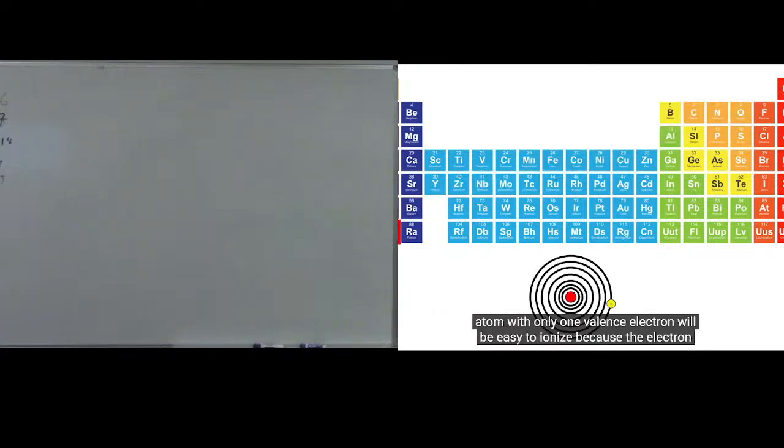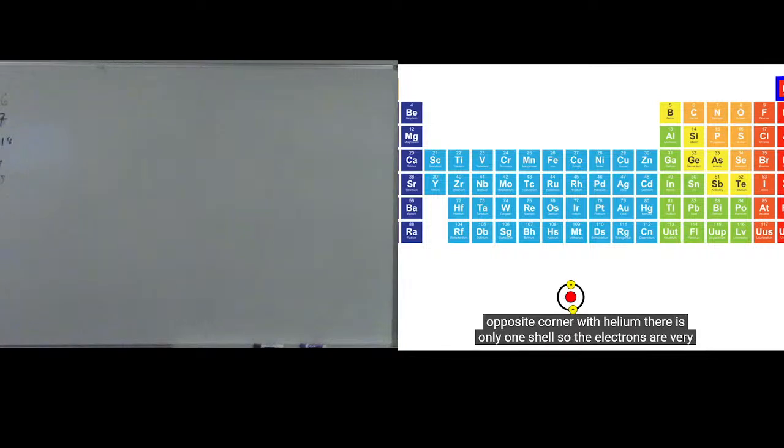Francium, a very large atom with only one valence electron, will be easy to ionize because the electron is so far away from the nucleus, and atoms like to have their outermost shell completely full. Losing the electron means this shell is gone, and the one below is completely full, so elements in group 1 will easily lose one electron.